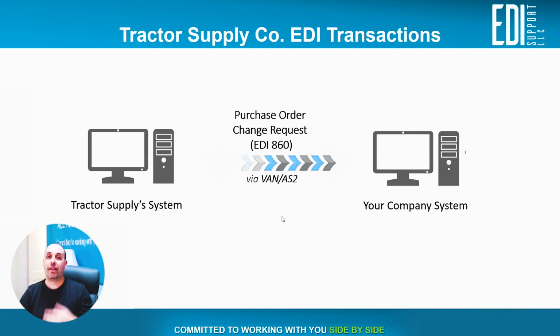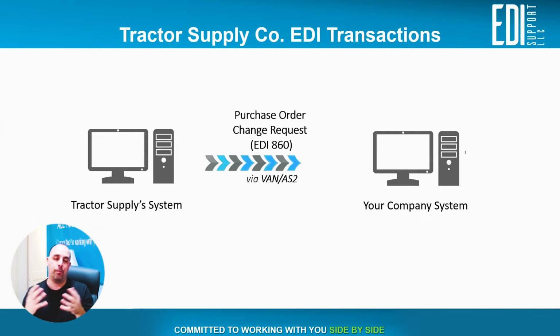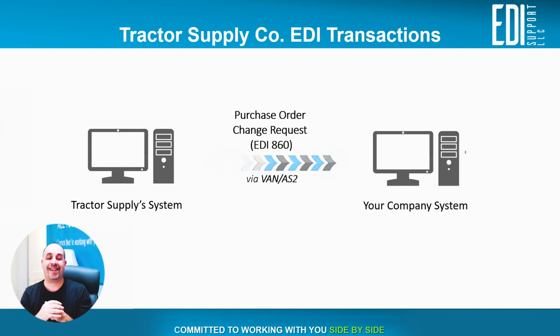The next document that might occur is what's called a purchase order change request. Now, how do you handle that? A purchase order change request is going to be a document that's going to list off any changes from the original purchase order that they sent to you.